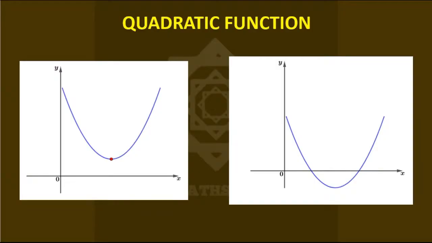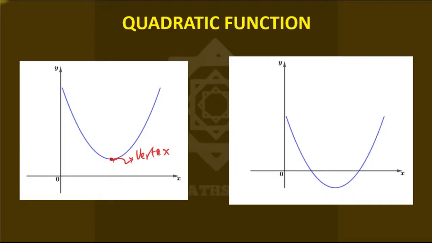So the first form, I will use this first diagram to show. When you are given, as you can see, there is a red spot here. This is the vertex. Assuming this red point is the vertex, the vertex is just a point that divides the curve into two equal halves.